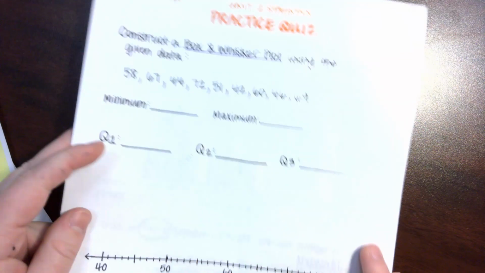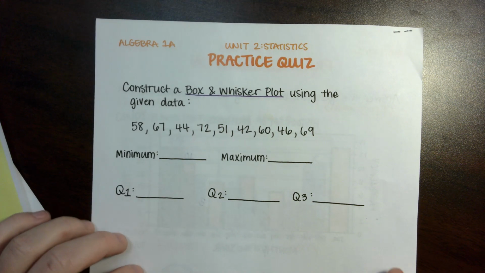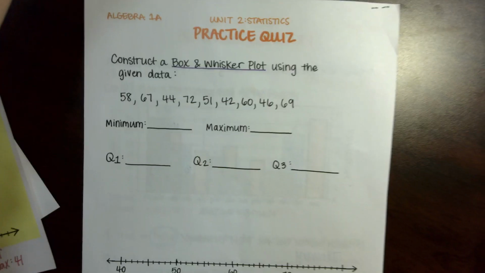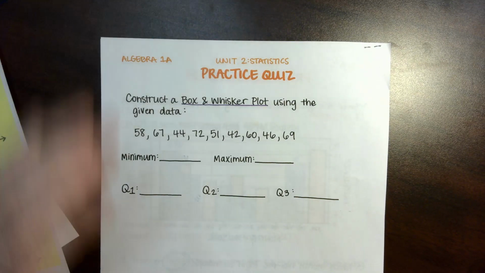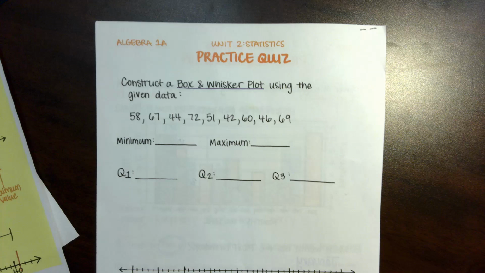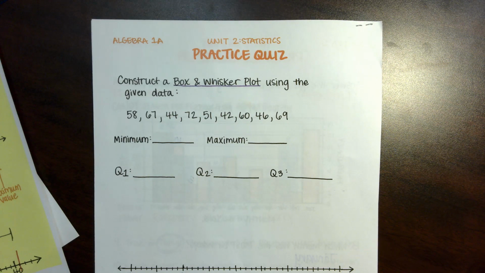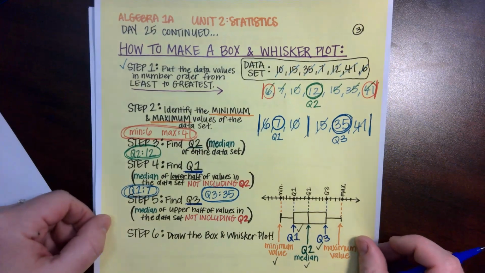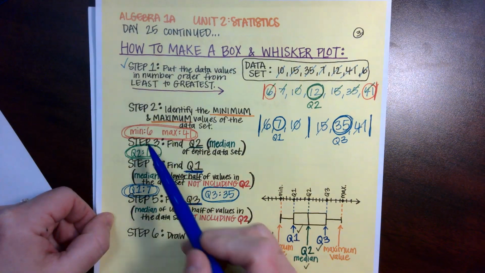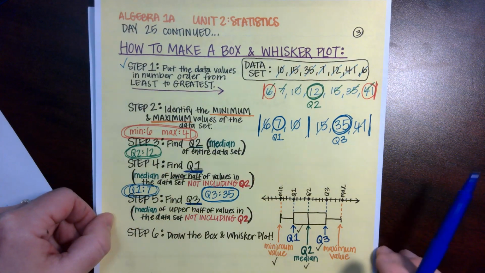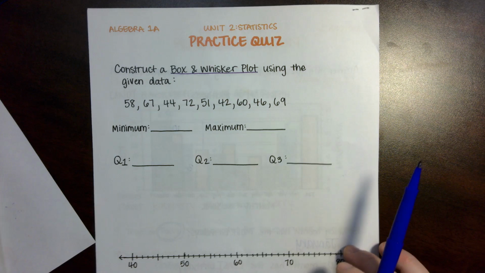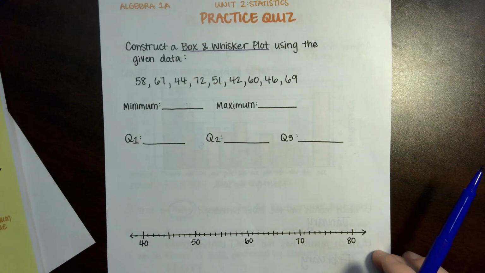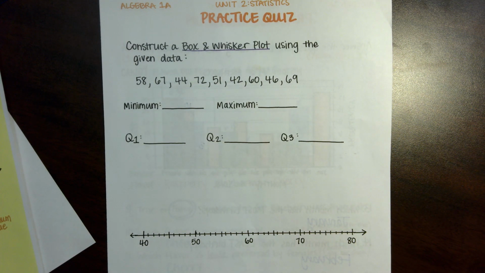Here we go. Crazy. You guys believe it? We're almost done with Unit 2. Okay. You're going to construct a box and whisker plot with this data. So if you need to go back and reference that guide I gave you today, we're just going to follow these 5 steps here, okay? So step 1. Somebody tell me what I need to do first.